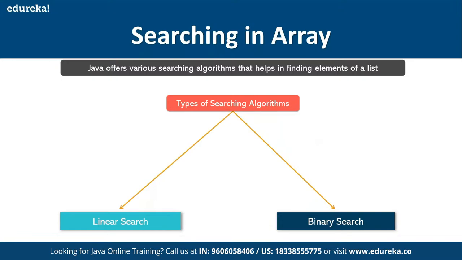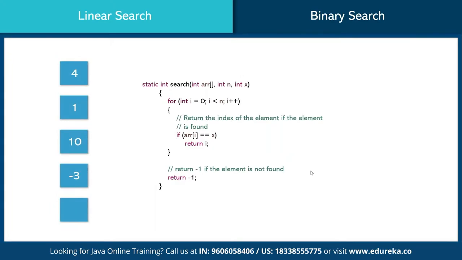Under the searching algorithms, we've got linear search and binary search. This is how a simple example of a linear search would look. I've created a function called search, and then I've mentioned the driver code over here. In linear search, it starts from the leftmost element of the array, and one by one, it compares x with each element of the array. If my x value matches an element, I return the index. If it doesn't match any of the elements, I return -1. So this is how linear search works.